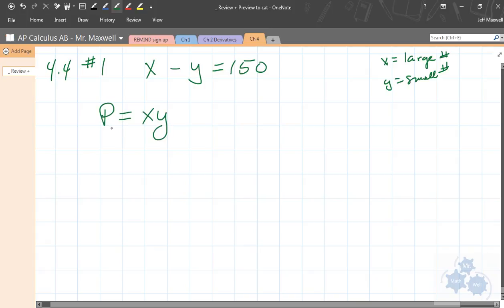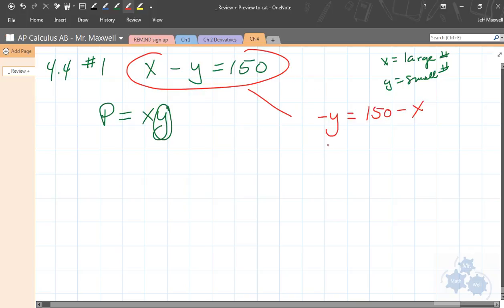Now remember, we have to have p as a function of x, only one variable, right? So we can't have two different variables. So let's see if we can make y into something else. We take this one up here and I'm going to subtract x from both sides, and then I'm going to divide by -1. So this becomes a negative, that becomes a positive. So y actually equals x minus 150.